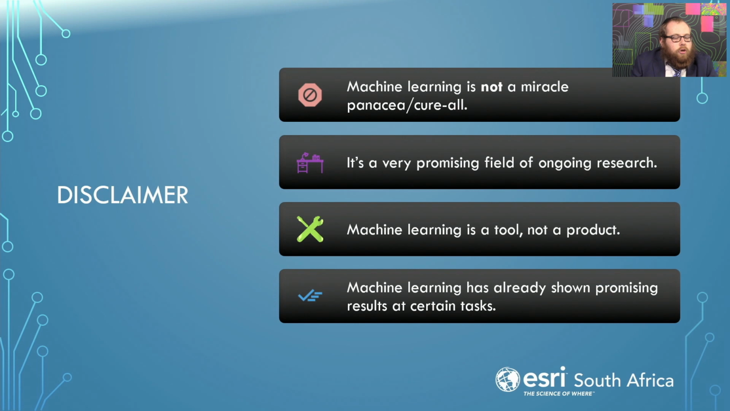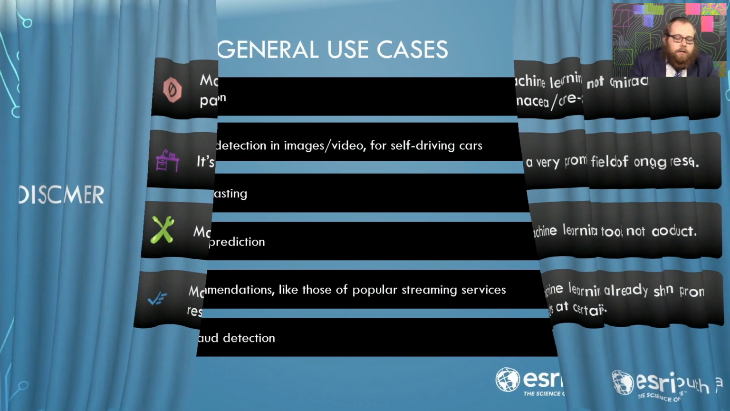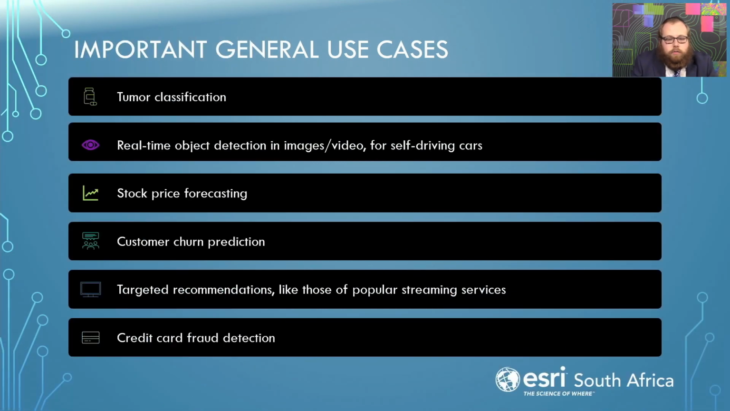Machine learning has already shown promising results at certain tasks. So I said it's a field of ongoing research, but it has already produced successful results at certain tasks. Some important use cases in general include tumor classification, and real-time object detection, which is crucial for self-driving cars, for images and video, and there speed is important.